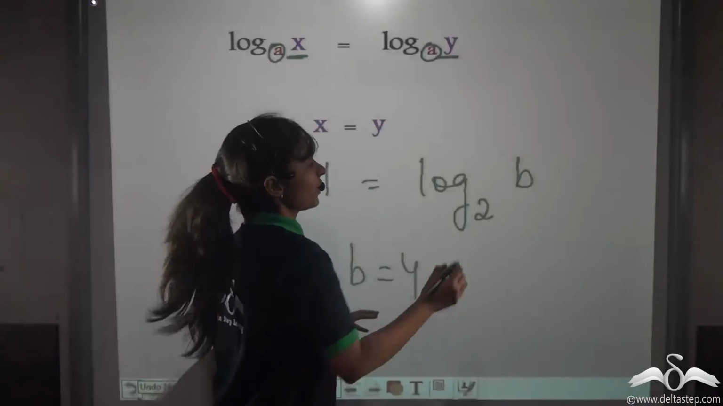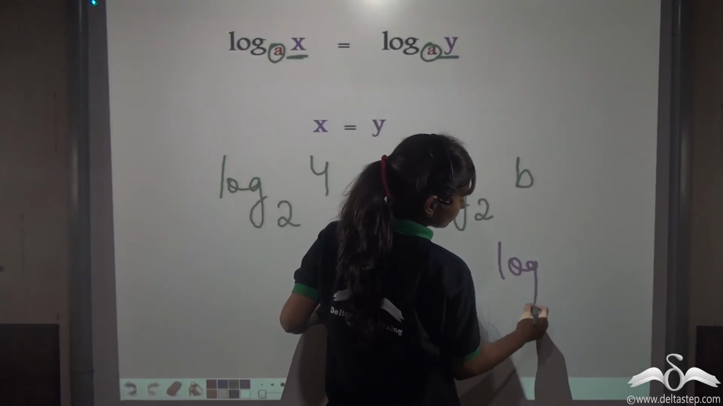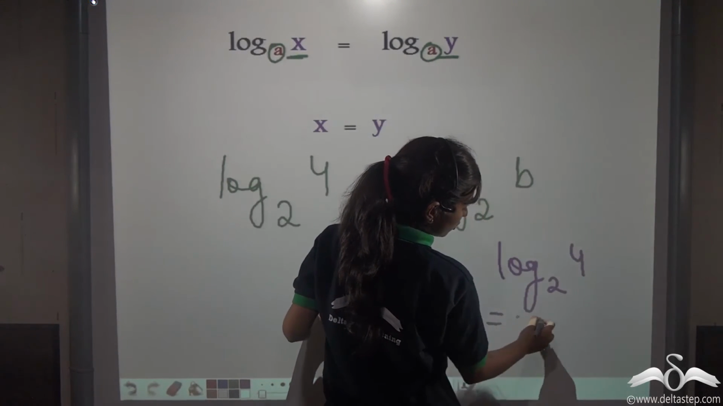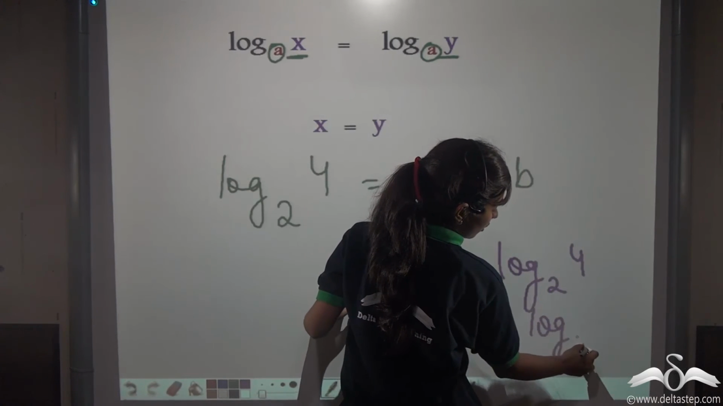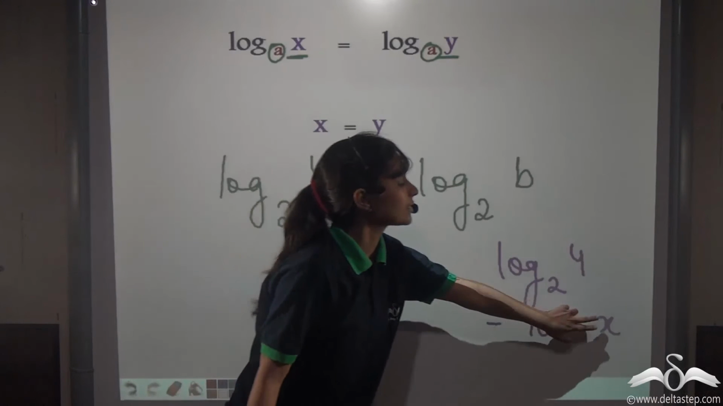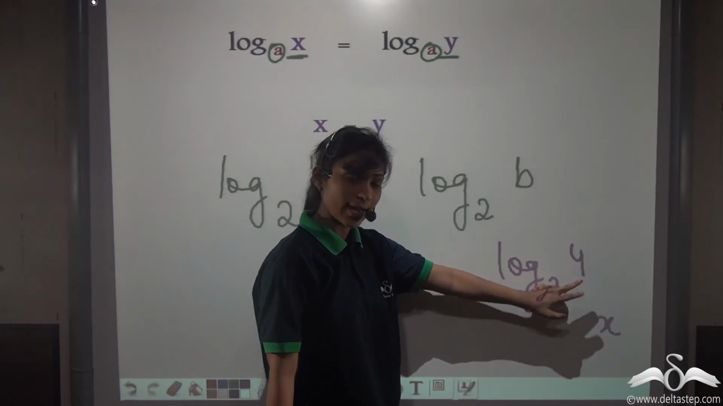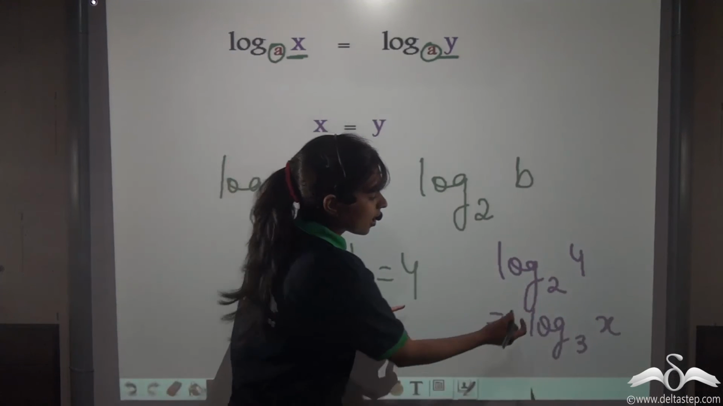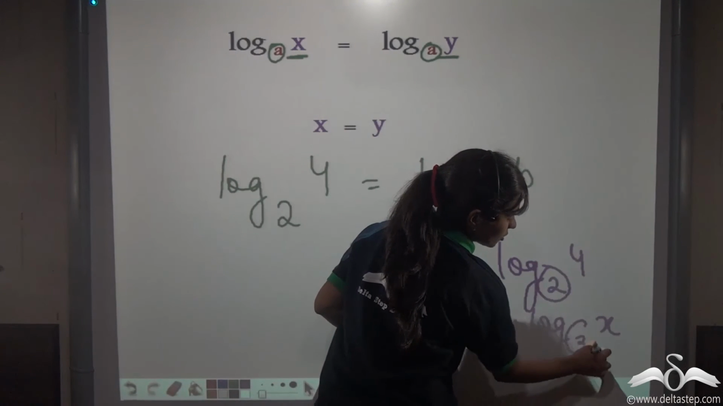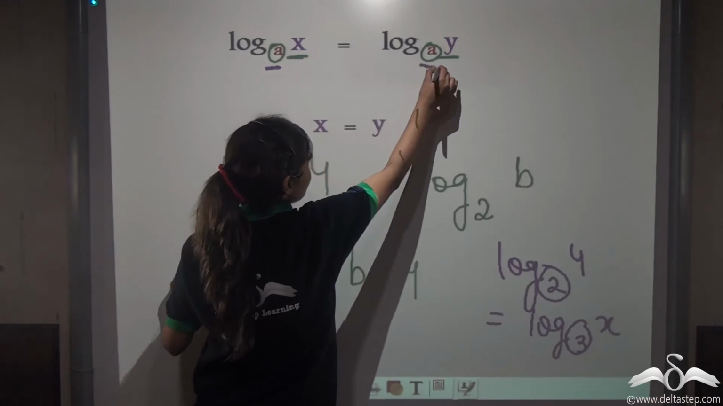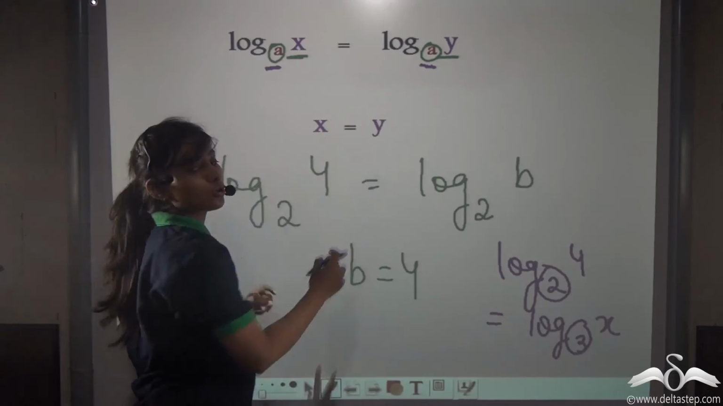See, suppose I tell you that log 4 to the base 2 is equal to log 3 to the base, say, x. Then can I say x is equal to 4? No, I cannot say that because the base here changes. So you always remember that the base needs to be the same. Then only you can say x is equal to y.